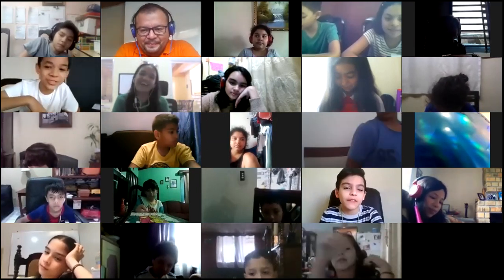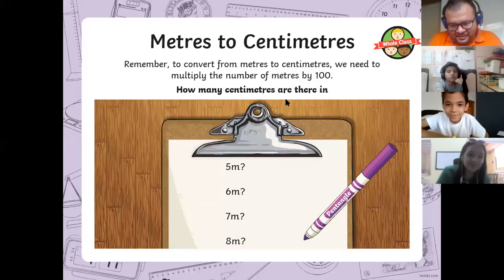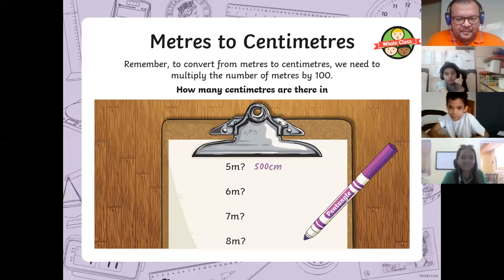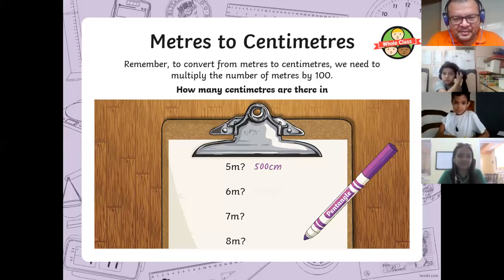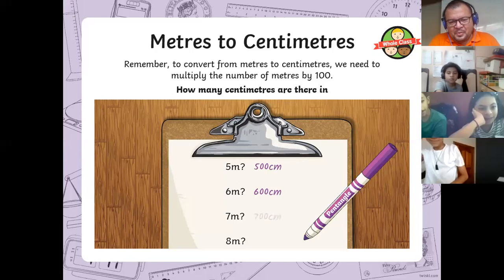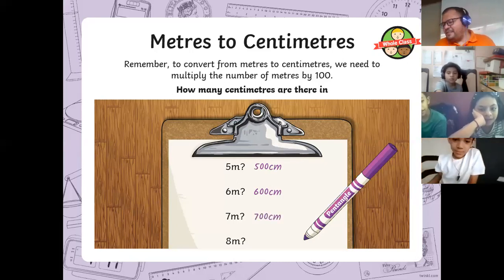Let's continue. With 5 meters, we have 500 centimeters. In 6 meters, we have 600 centimeters. With 7 meters, 700 centimeters.